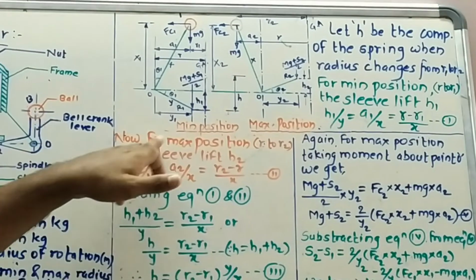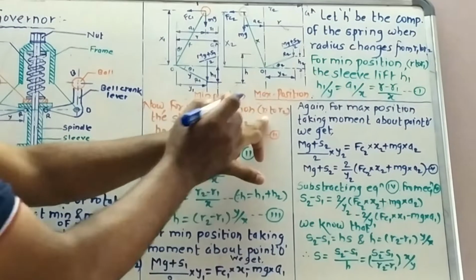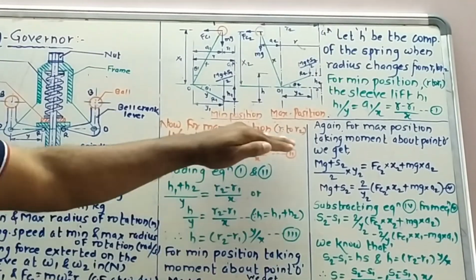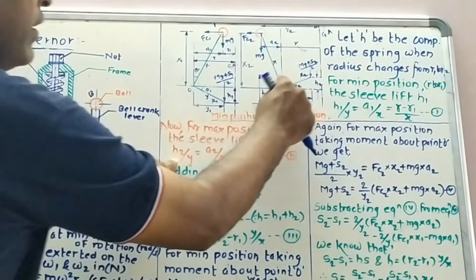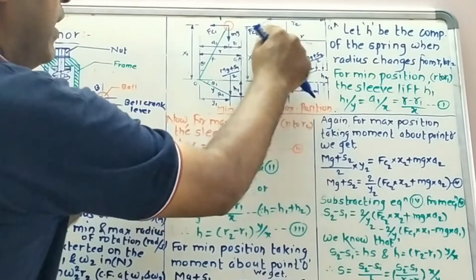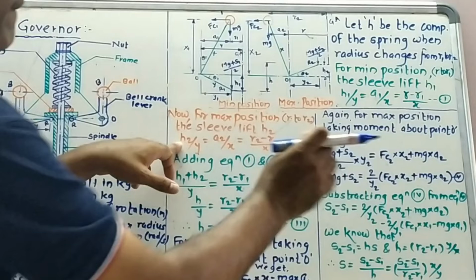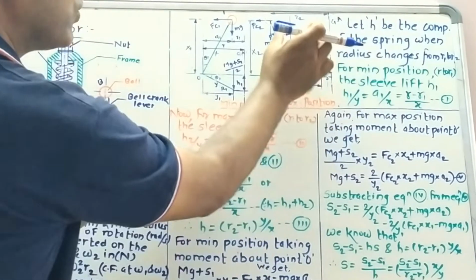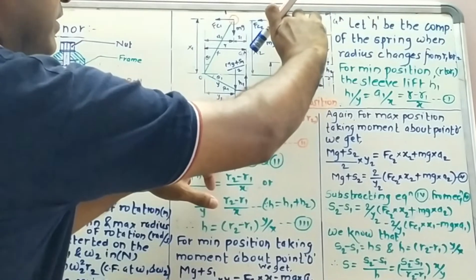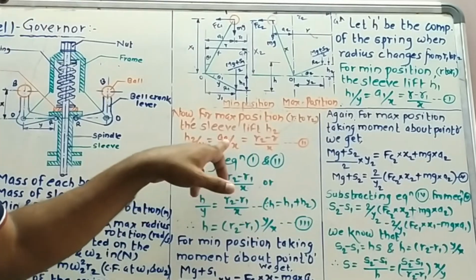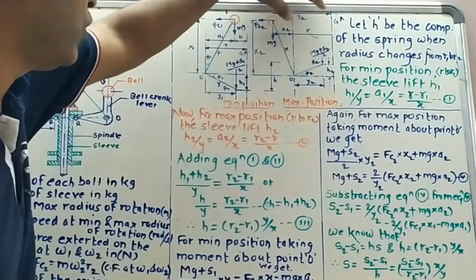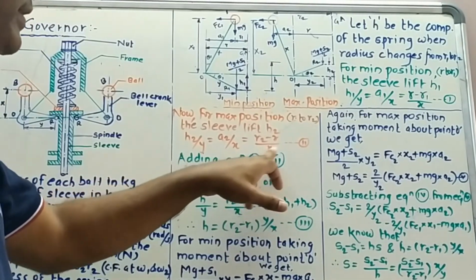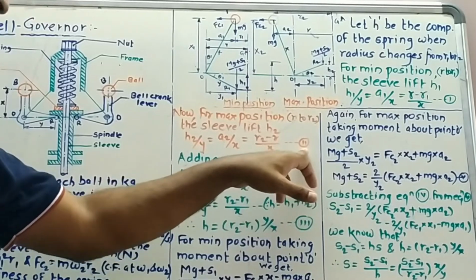Similarly, for the maximum position, when the radius of rotation changes from r to R2, the sleeve lift h2 is given by this geometry. So h2 divided by y equals a2 divided by this distance x. So a2 is nothing but (R2 minus r) divided by x. You can get relation number 2.